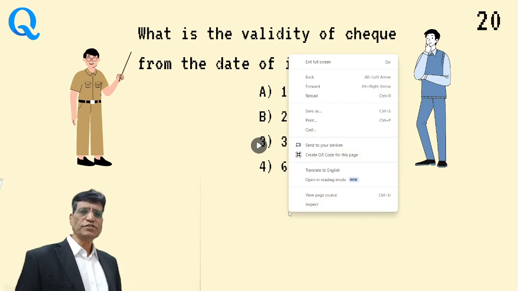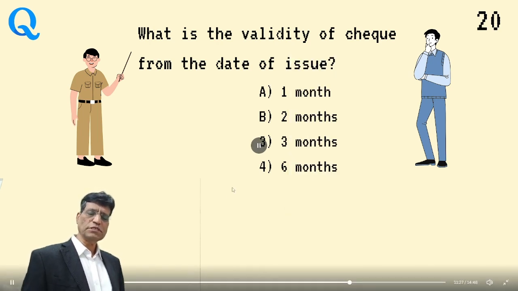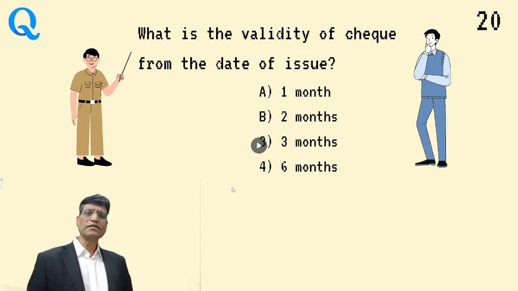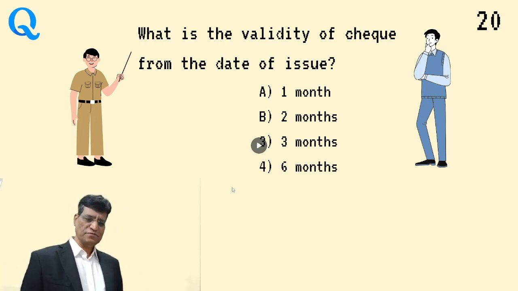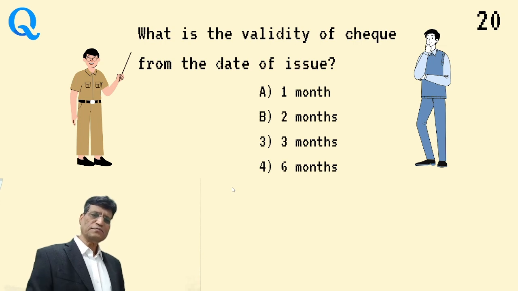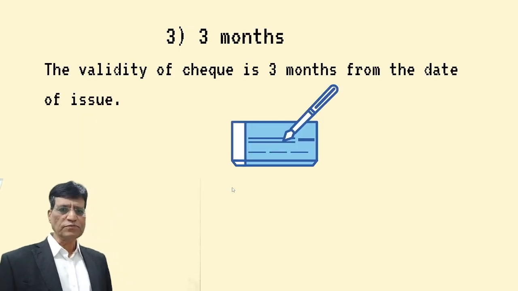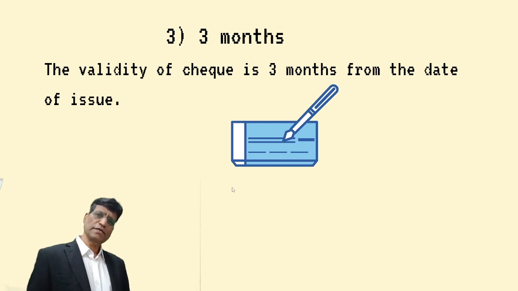The validity of a check is a very simple question. Earlier it was 6 months. Now it is 3 months. The validity of a check is 3 months from the date.